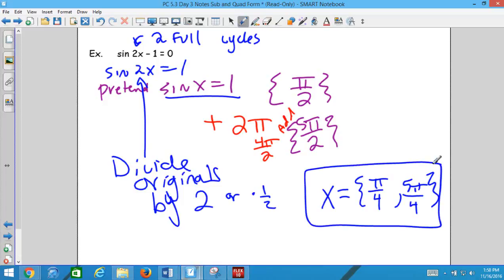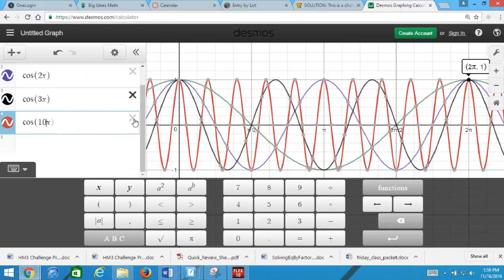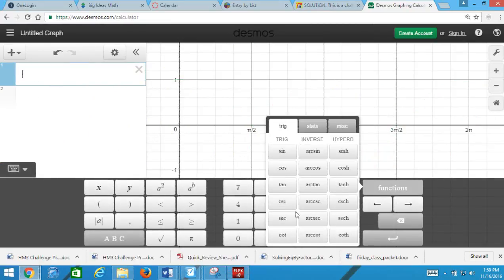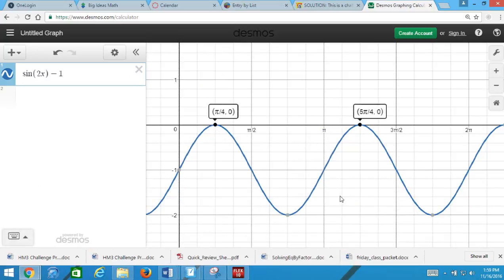We are done. We could check it. You don't need to check it right now. I'll just show you, and then we can check the next one on your own. But to check sine 2x minus 1, we just go to Desmos, turn off these, and we would do sine 2x and then minus 1. And then we look between 0 and 2 pi, and we have pi over 4, and 5 pi over 4. So we've done it correctly.